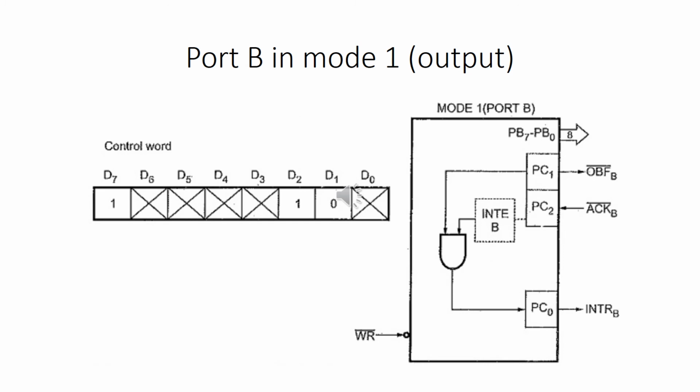This is for port B in mode 1 output mode. Again we use D1, D2, D7 bits. So it's an output mode. Look at the PC bits which are connected to the output device.